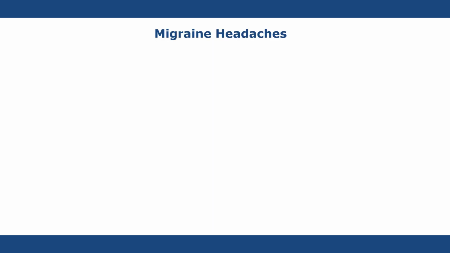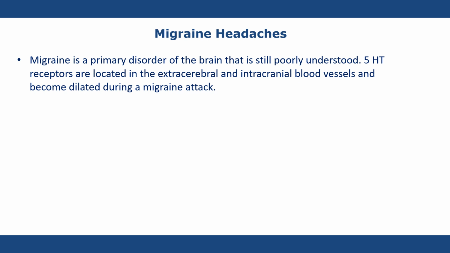Okay, so the next is migraine headaches. To be honest with you, migraine is still a very poorly understood topic. We believe that serotonin 5-HT receptors are located in the extracerebral and intracranial blood vessels, and they become dilated during the migraine attack. So it's a dilation of those blood vessels, especially with the serotonin receptors, causing the episodes of migraine.